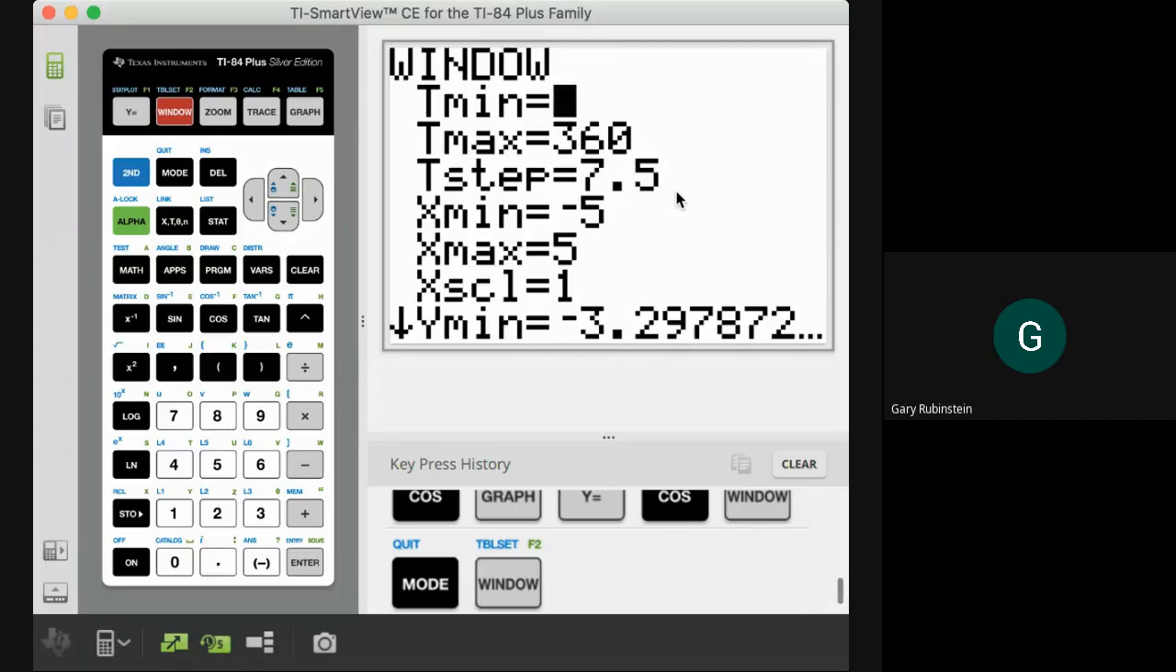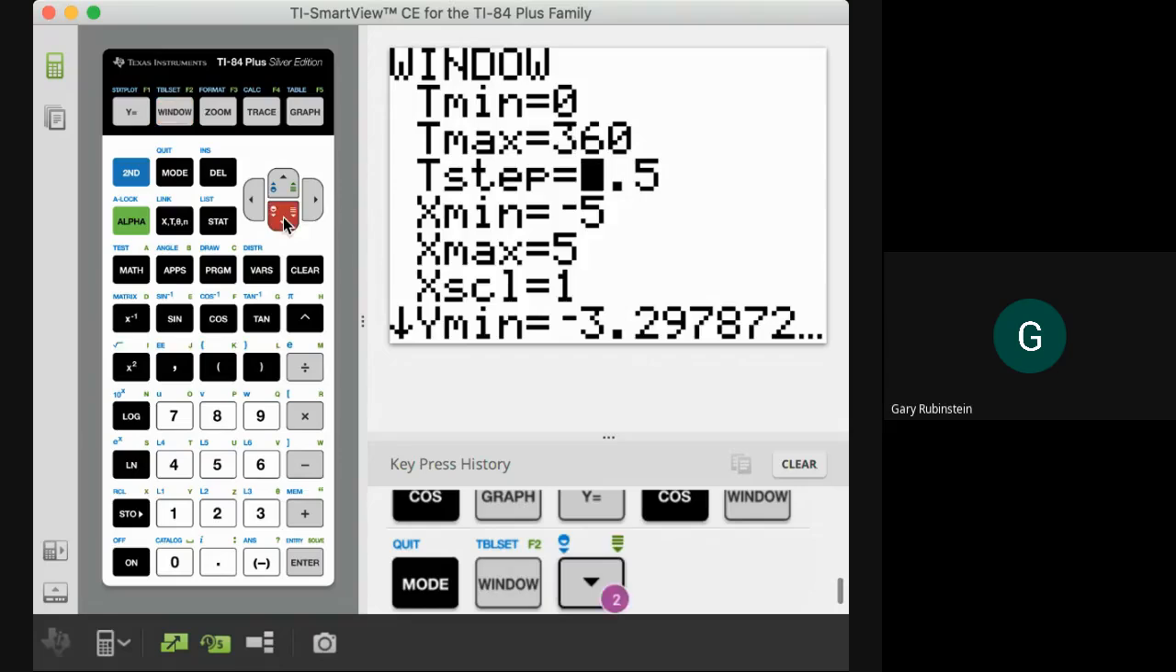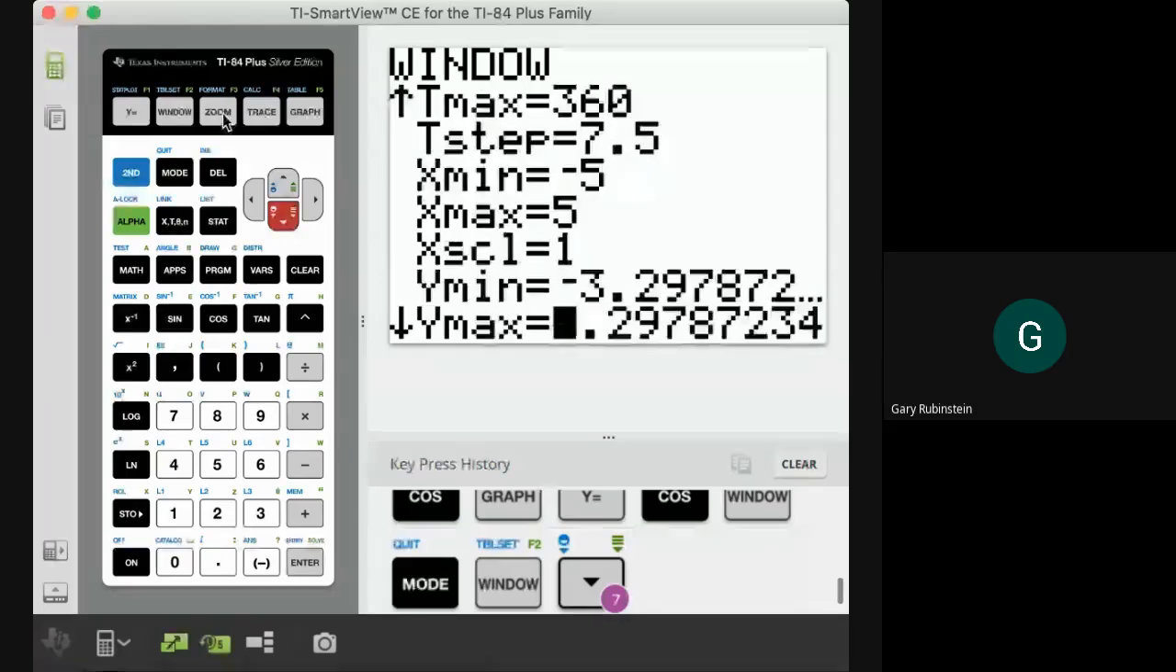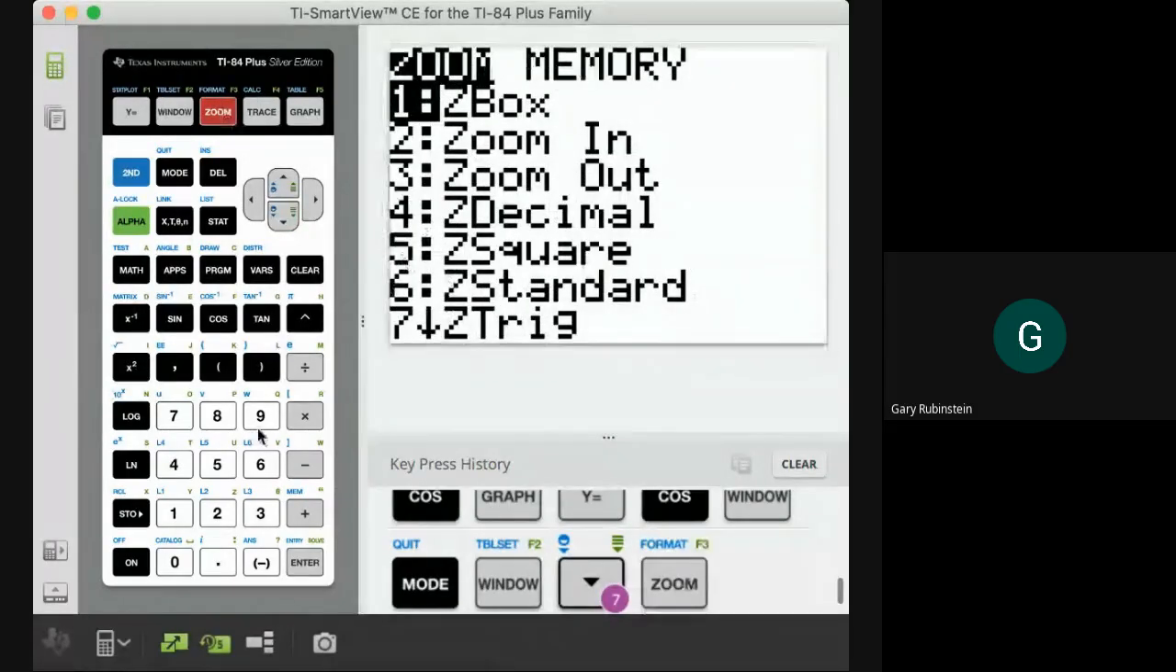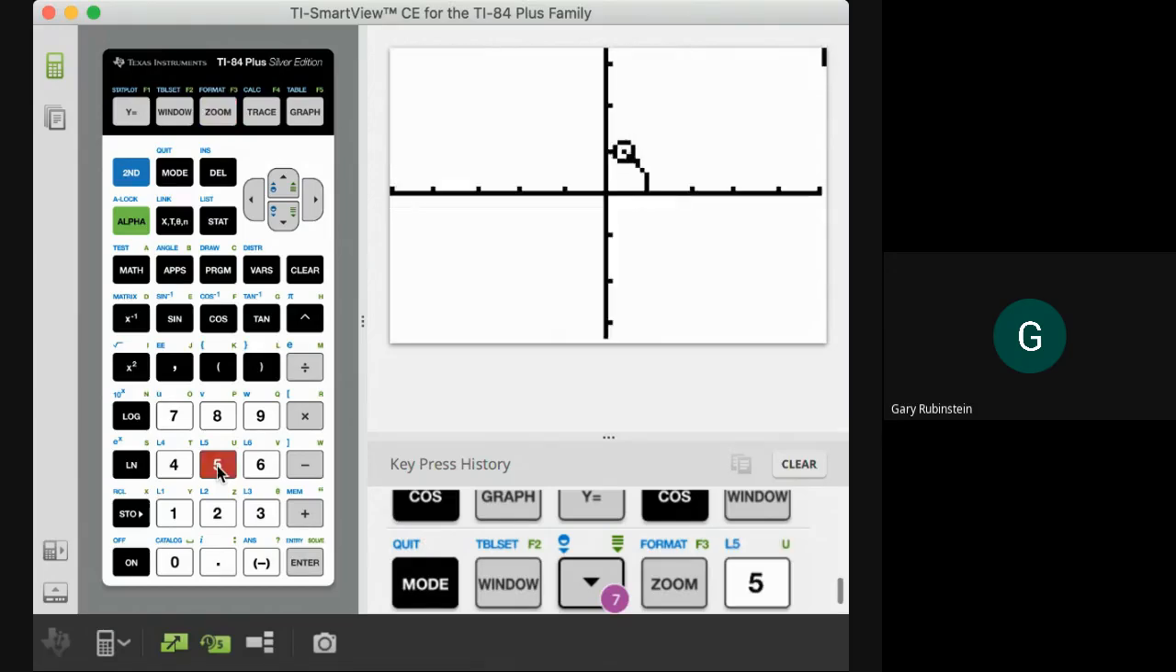Now, because this is a unit circle, I don't need my graph to be so big. So I made my X min and X max -5 to 5. And my Y min, Y max, I actually made -3 to 3. But then when I said zoom square, which is number 5, it makes everything so the units agree with each other. So it changes the window. And take a look how nice my graph will look. And you'll see it go counterclockwise as predicted.